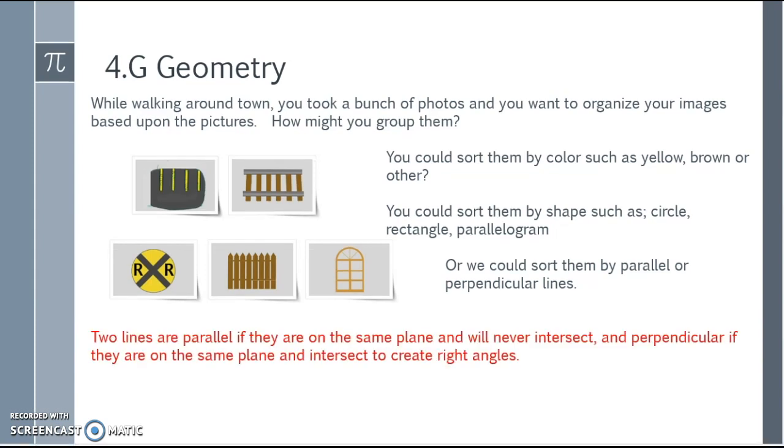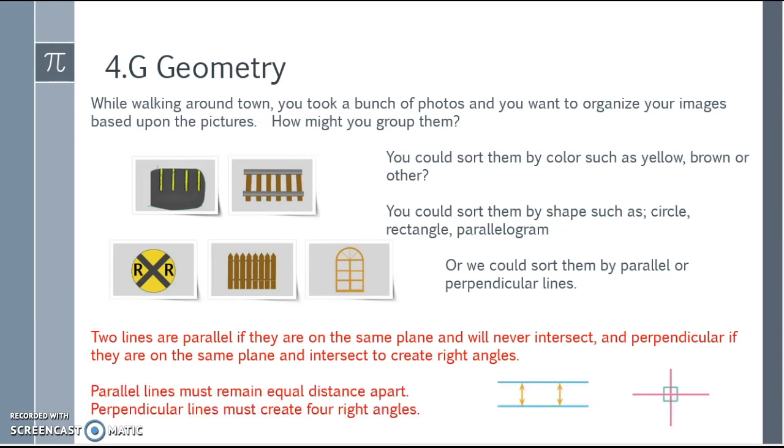Two lines are parallel if they are on the same plane and will never intersect, and perpendicular if they are on the same plane and intersect to create right angles. Parallel lines must remain equal distance apart, such as the blue lines listed, and perpendicular lines must create 4 right angles.